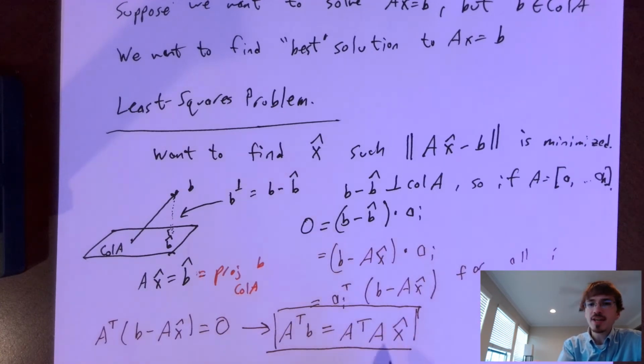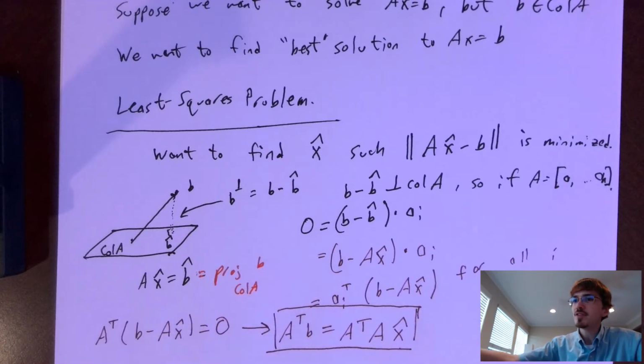And we notice that if we solve this, what is A transpose times B? This is a vector. And then if we compute A transpose times A and solve matrix times x hat equals vector using row reduction or whatever you like, we can then find x hat. And this is the solution to the least squares problem. Let's see how this works in practice.